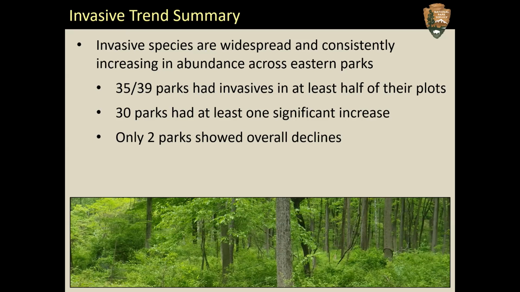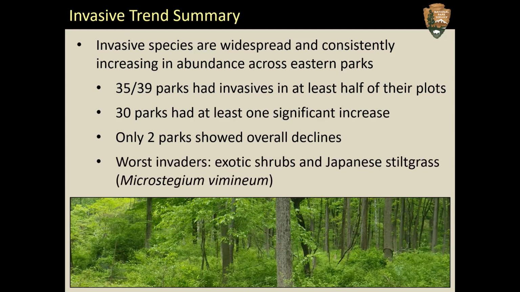We only had 2 parks that showed overall declines, even though invasive plant management is occurring throughout the entire region in our parks. Those 2 parks, if you're interested, were Marsh-Billings-Rockefeller in Vermont, and Prince William Forest Park in Virginia. The worst invaders were exotic shrubs: Japanese barberry, Japanese honeysuckle, wineberry, multiflora rose. Those were some of the worst. And then Japanese stiltgrass, Microstegium vimineum.